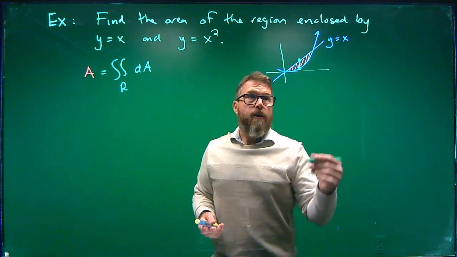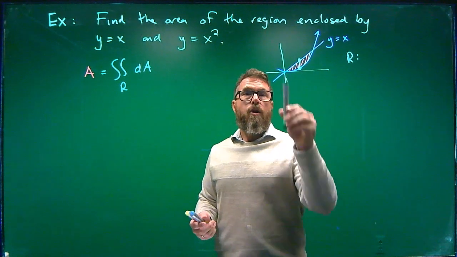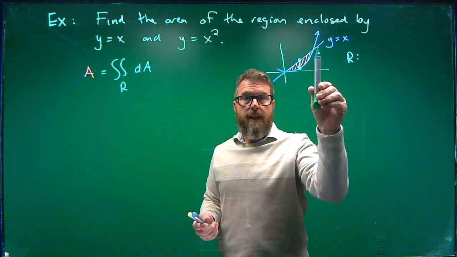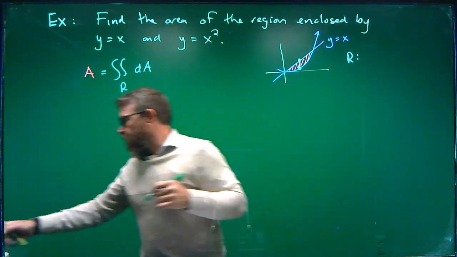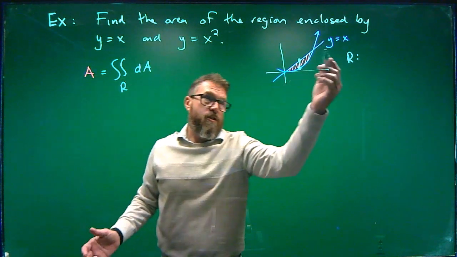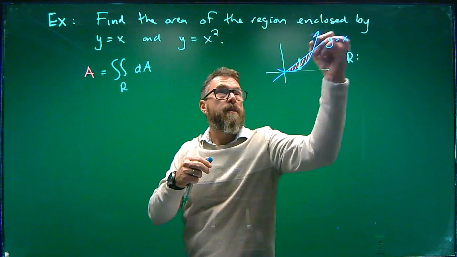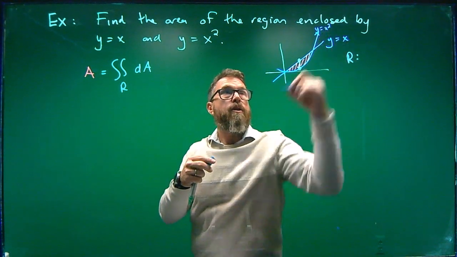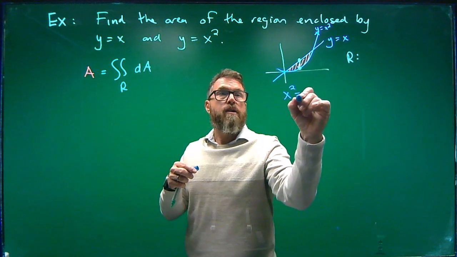So for our region of integration R, we have to know where this is going to start and where this is going to end. What is essentially your a and what is your b. In order to find that, we really have to find the intersection of these two curves. I have y equals x and y equals x squared for this one, and we know their intersections happen when these are equal. So this is when x squared is equal to x.